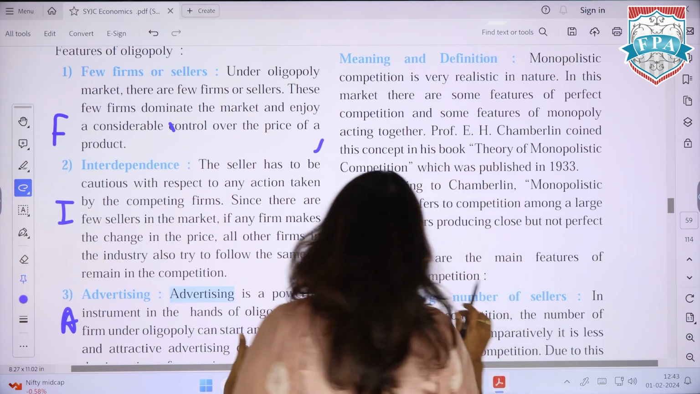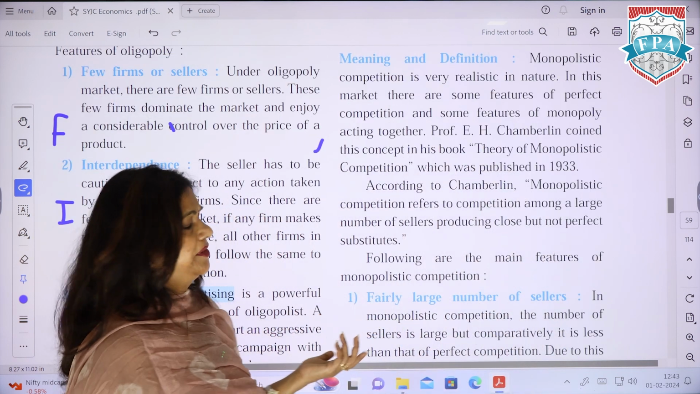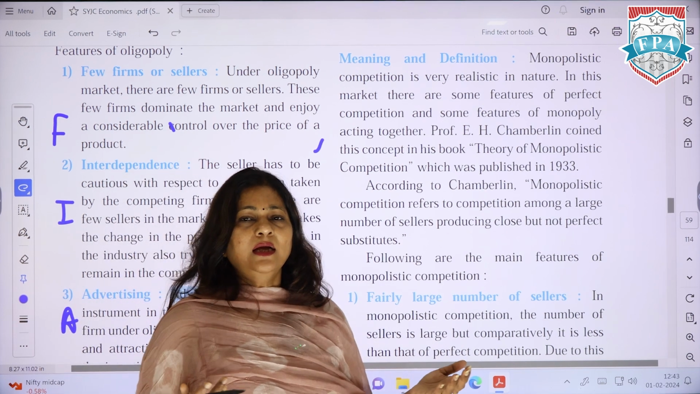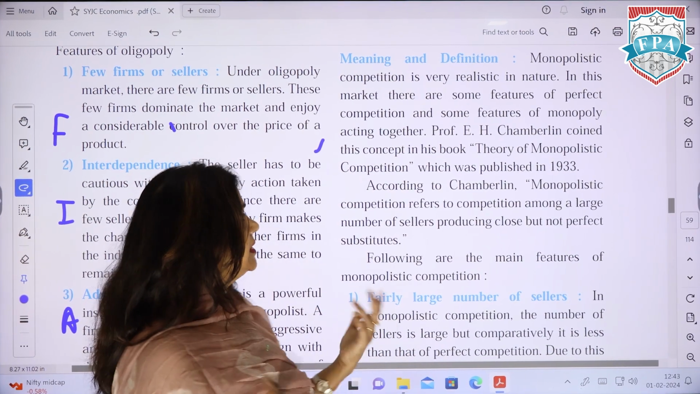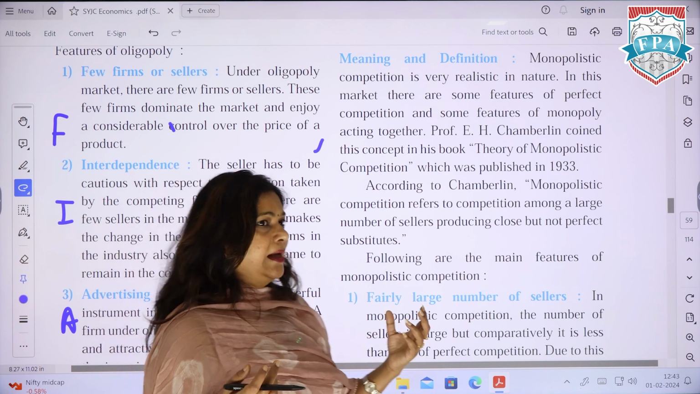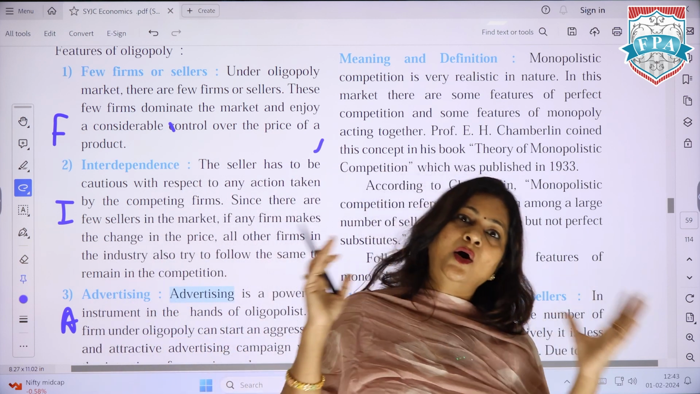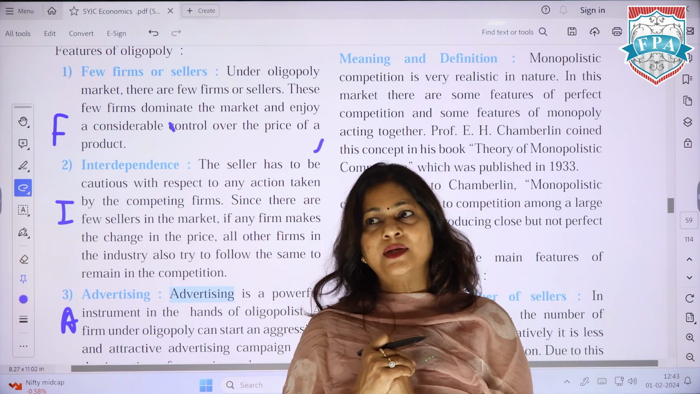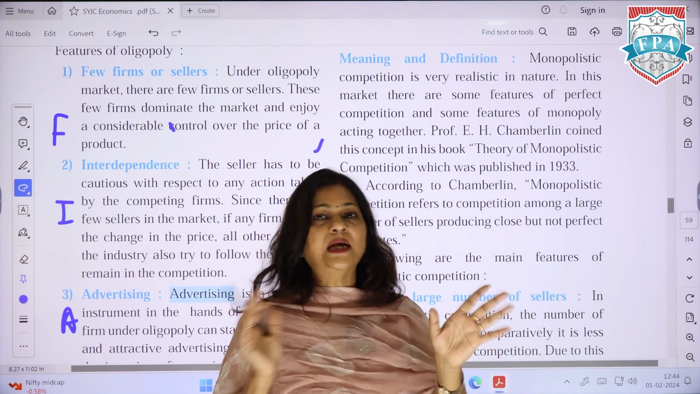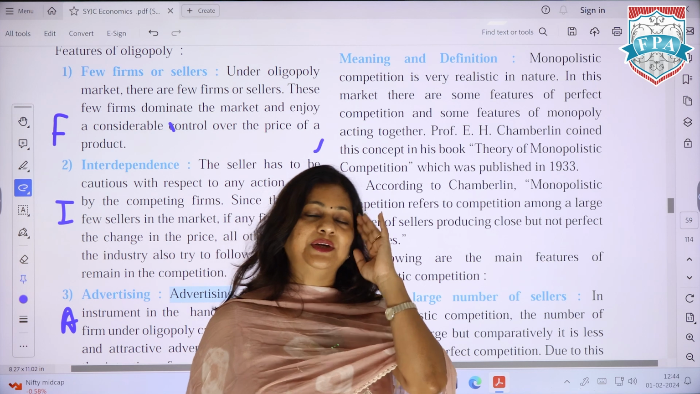Now guys, we come up to the last part of the chapter, which is monopolistic competition. Monopolistic is like monopoly with the difference that there are a large number of buyers and sellers, but the product is not homogeneous. That's what you need to remember in the exam.